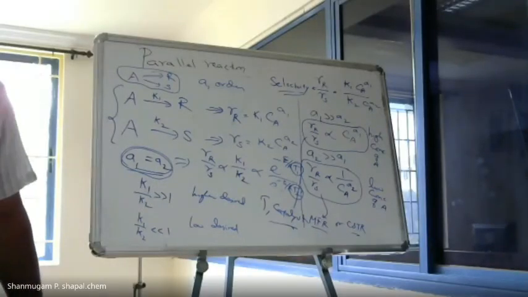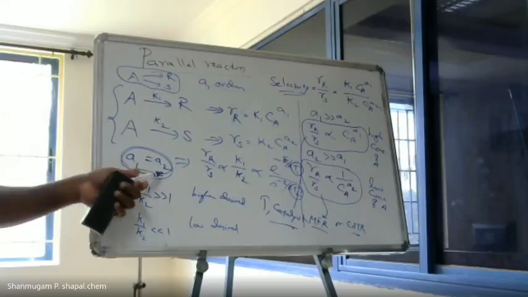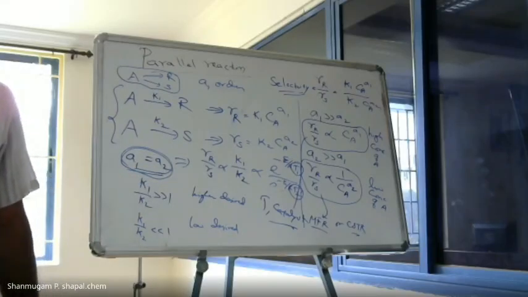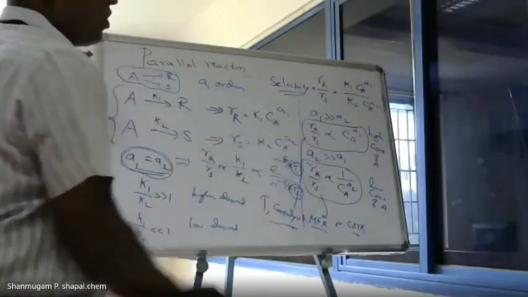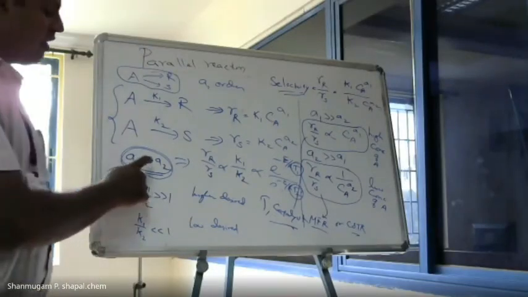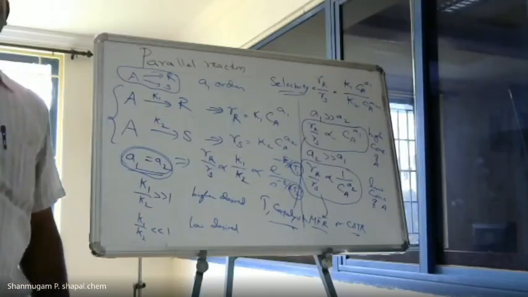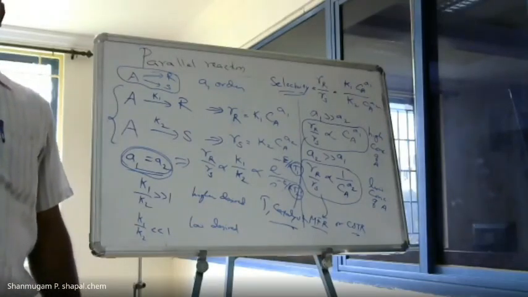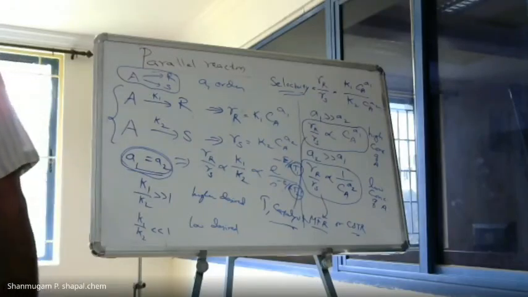So what is happening if A1 equals A2? What type of reactor can you choose? That does not matter here. The reactor type is not at all considered in this case. But for the other two cases, you can easily choose the reactors. For this case, the reactor type is not a factor, so you can choose any type of reactor depending on your economics and your requirement.